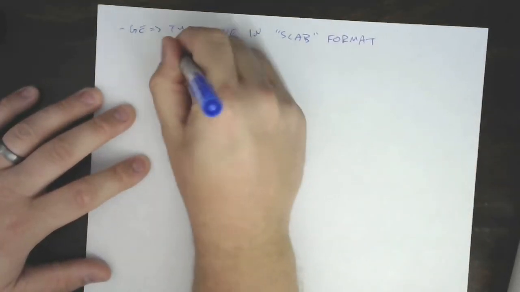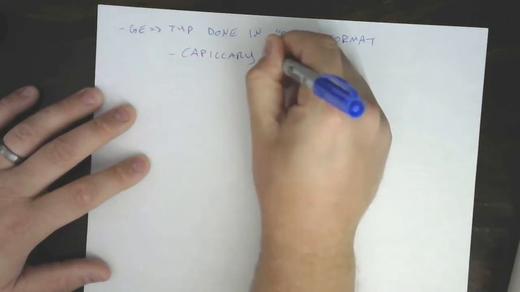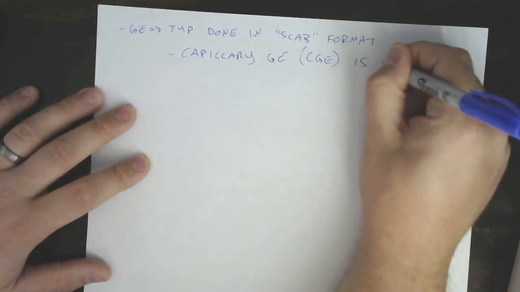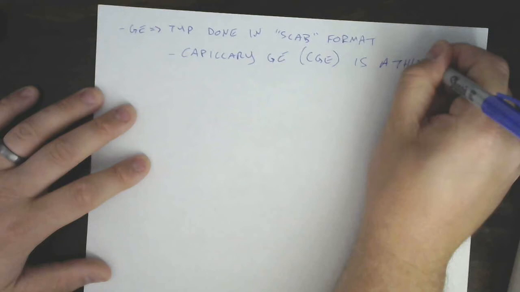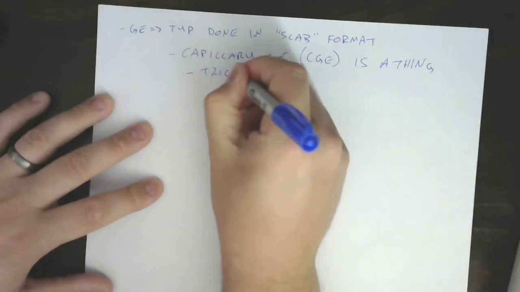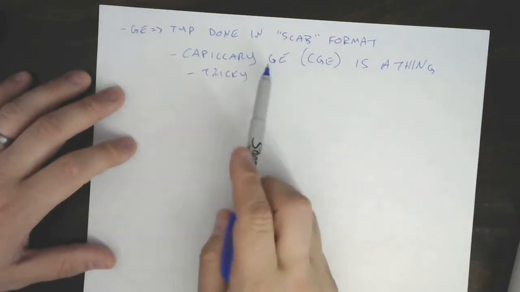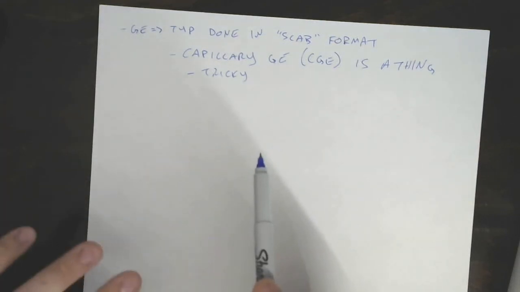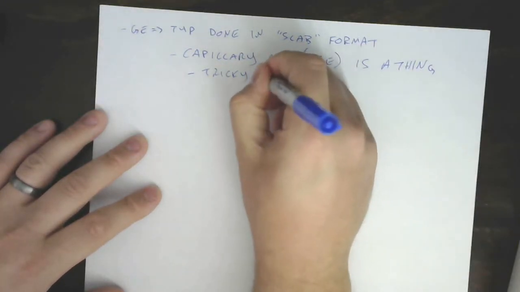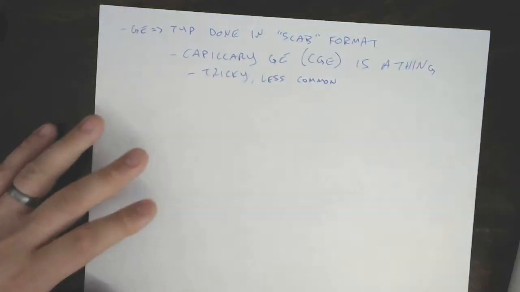You should know that capillary gel electrophoresis, so capillary GE, or we say CGE, is totally a thing. People do this. It's less common. It's tricky to do, and that's because what you're trying to do is fill a very narrow capillary with a very porous hydrogel material, and it's really challenging and far less common. So what we're mostly looking at are these slab gels of DNA.